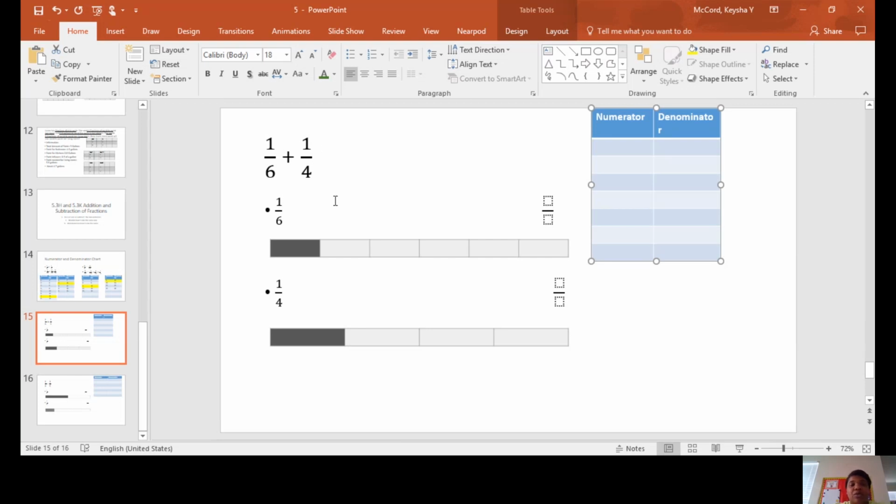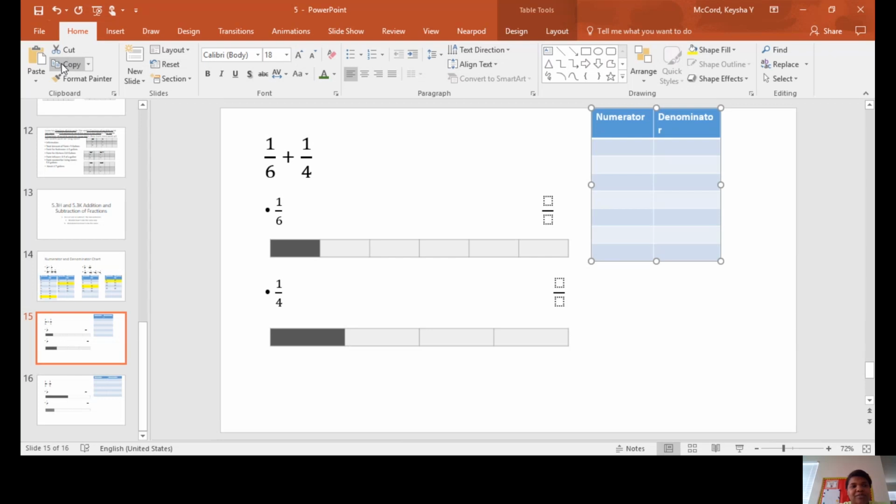Now, we can do this just using the standard algorithm, or we can do this using pictures. I like to include models because sometimes models help us. Now, remember what our rule was. Our models have to be the same size, okay? My models are the same size, and I have 6 pieces, and I have 4 pieces. So what we're going to do is add 1/6 plus 1/4. Now, remember what our rule was. Our denominators have to be the same.